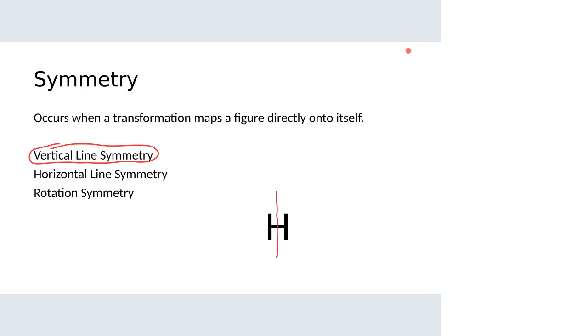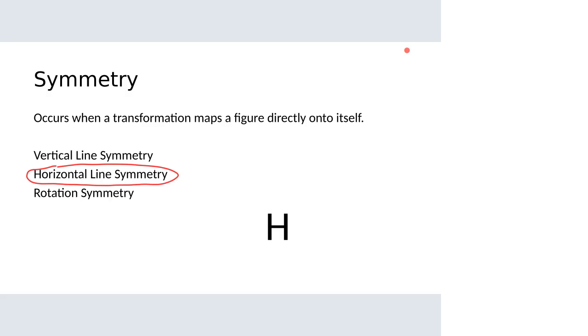All right. With that in mind, I'm going to ask you a question. Does this figure right here, this letter H, have horizontal line symmetry? It's just a yes or no. I'm not going to do a poll. You can just type it in there for me, yes or no. And I don't mean drawing a line up here. I mean, is there anywhere that we could draw a horizontal line and have this land on itself?